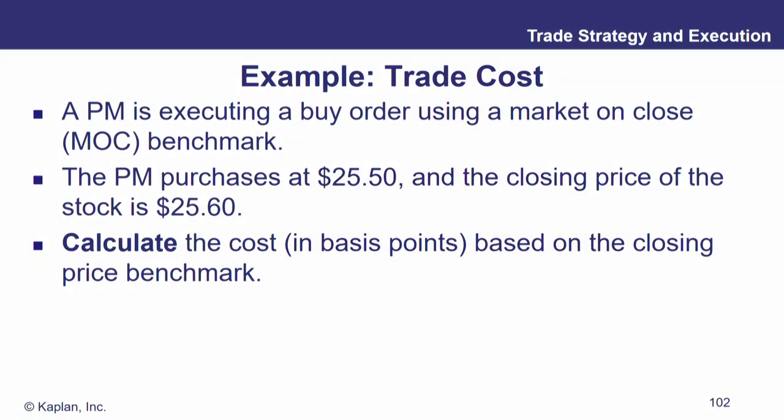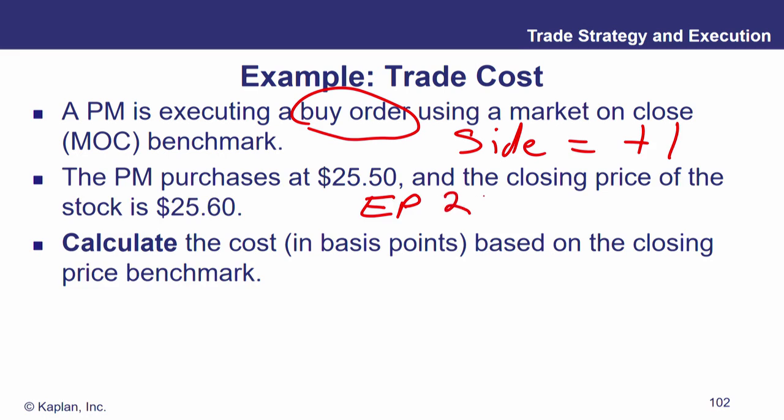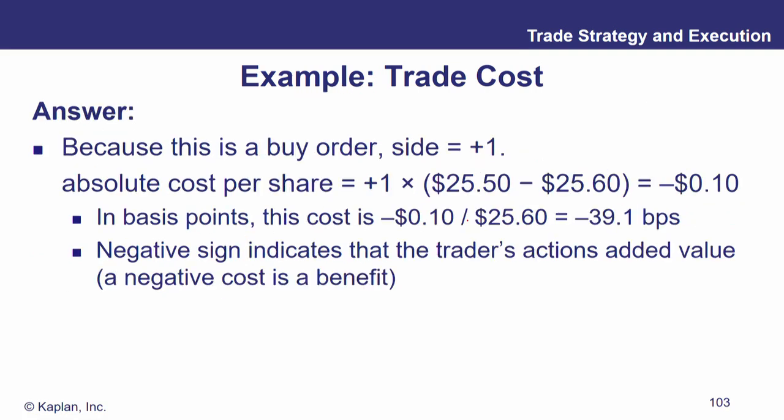We've got a portfolio manager executing a buy. Okay, it's a buy, so right off the bat I know side is equal to +1 in our formula. The portfolio manager purchases, and his executed price is $25.50, and the closing price we're using as the benchmark is $25.60. So this is a buy order. I executed at $25.50, the benchmark is $25.60. Sounds like I bought below the market. This should be a benefit to me, but let's see if it works out that way.